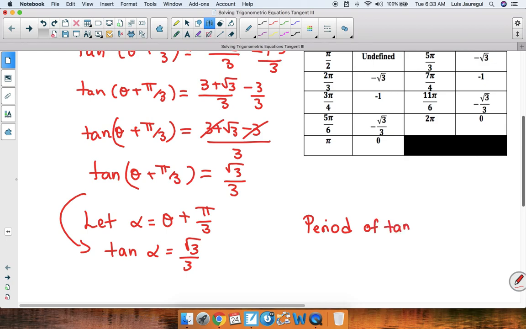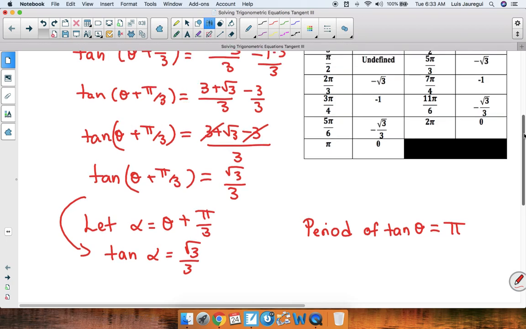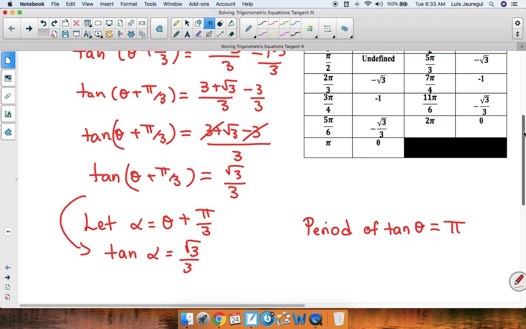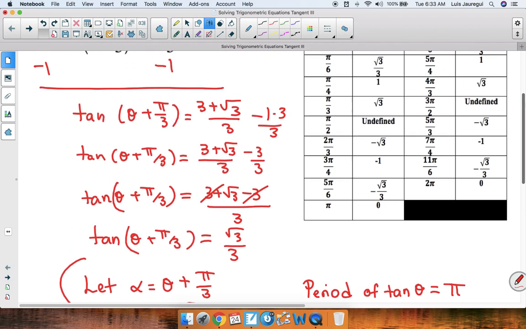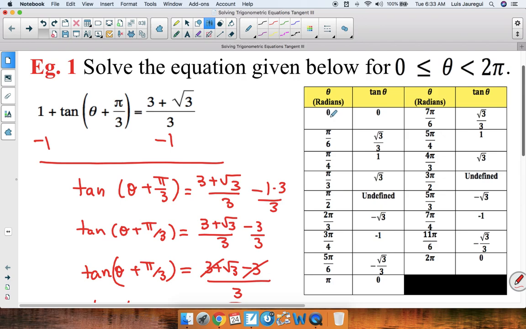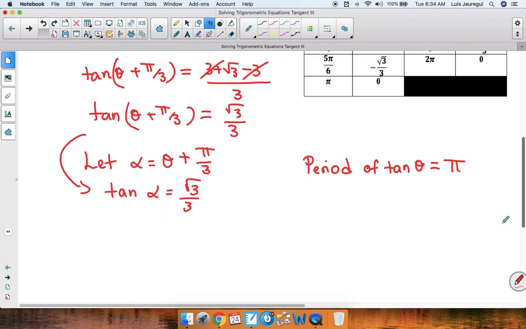So, since the period of tangent of theta is equal to pi, what we're going to do is find any angles between 0 and pi that will satisfy this. So, going back to your table, we're going to find any angles whose tangent gives you a square root of 3 over 3. And those angles happen to be between 0 and pi. So any angle between 0 and pi that will give us an output of square root of 3 over 3. Well, here it is. The angle of interest is pi over 6. So here we get that alpha is equal to pi over 6.